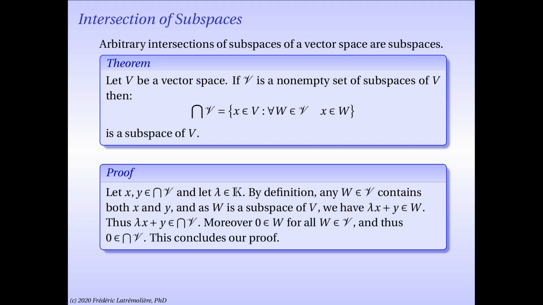Moreover, every subspace of V must contain the zero vector. Therefore, any element of script V must also contain the zero vector, and thus the intersection of script V contains 0. This concludes our proof that the intersection of script V must be a subspace of V.